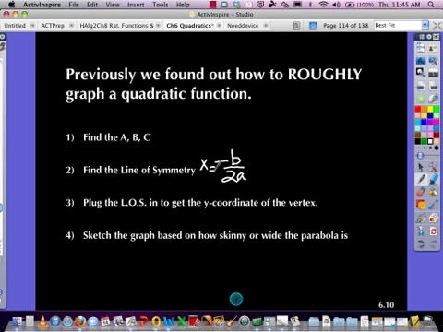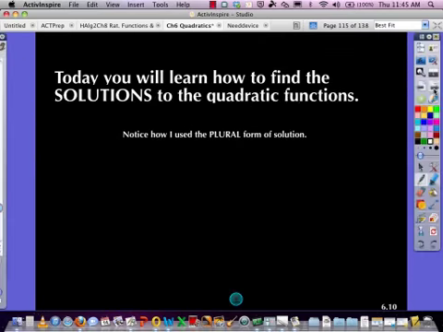Then it says plug the line of symmetry in to get the y coordinate. So if you have x, you should be able to plug it into your equation to get y. And then last but not least, sketch the graph based on skinny or wide the parabola is, based on that a value. So those are things we did roughly, and we used our calculator as well. But today we will learn how to find the solutions to the quadratic functions. Notice I say solutions in the plural because it's going to be more than one.